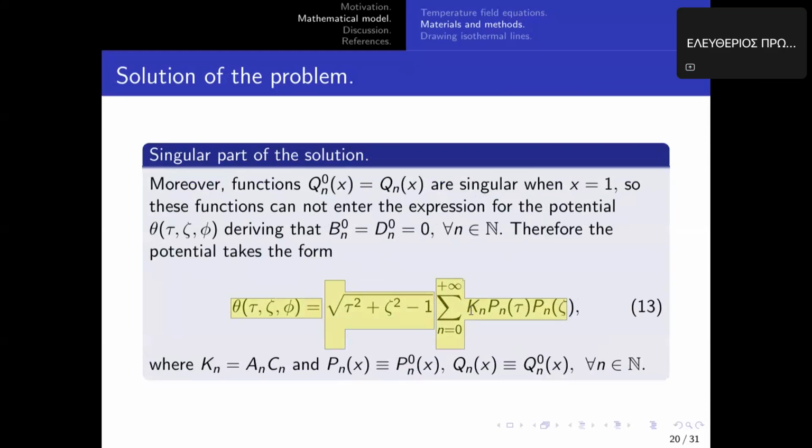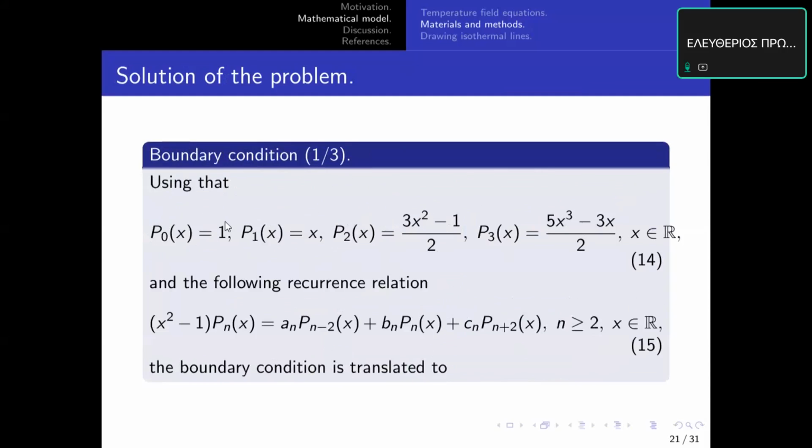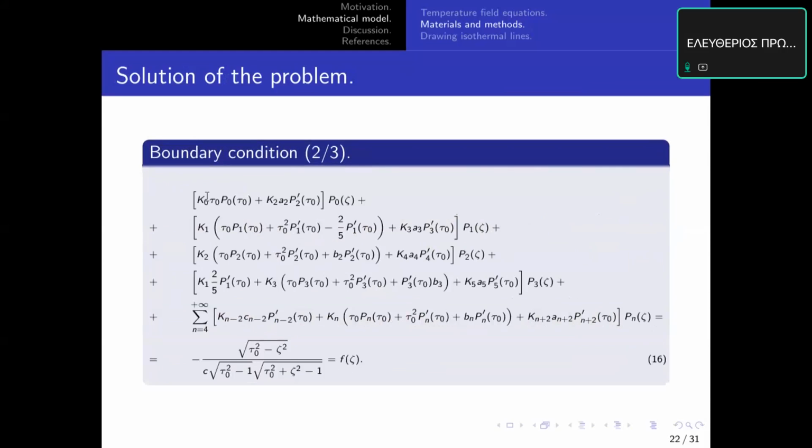So we have to calculate the scaling constants. The constants we calculate from the boundary condition. If we use the first four Legendre functions and the recurrence relation shown in relation 15, the boundary condition is translated in this form, which is written in this way in order to apply the orthogonality conditions of the Legendre functions.